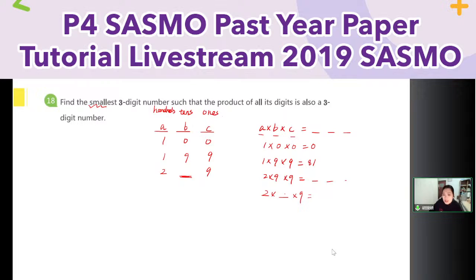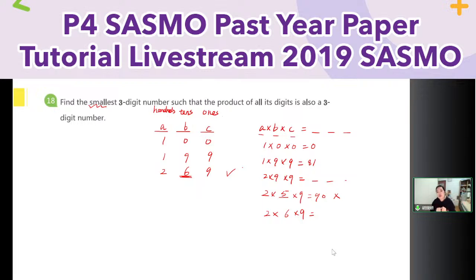Yeah, this time we can try 6, right? 5 is impossible because 2 times 5 times 9 will be 90. So this one is impossible. So we can try 6. 2 times 6 times 9. This time it will definitely be a three-digit number. So the answer in the end is 269.